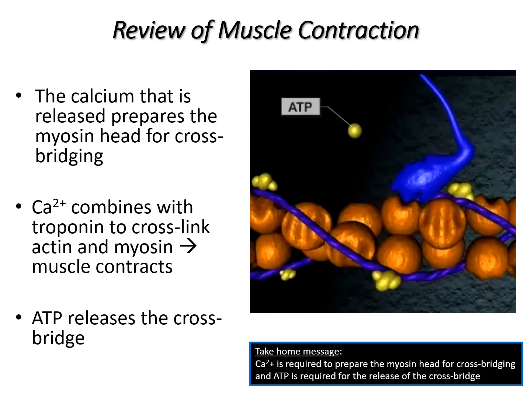Now, the calcium that is released from the sarcoplasmic reticulum and now in the muscle cell is available to prepare this myosin head for cross-bridging. The myosin cross bridges bind and pull on the actin filaments, causing the sarcomeres to shorten, and this is what causes muscle contraction. The ATP that's there will help release that cross bridge.